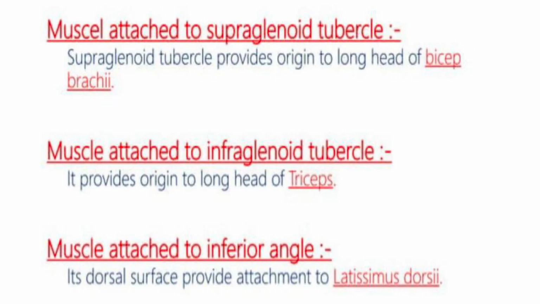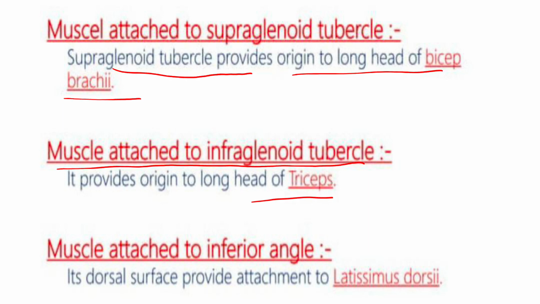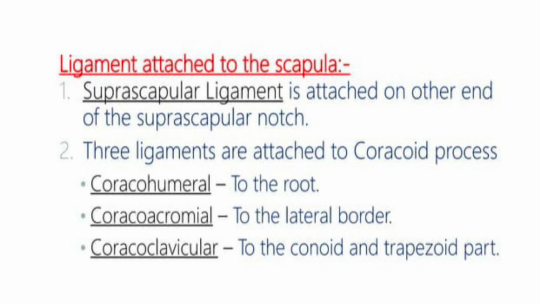Muscles attached to the supraglenoid tubercle. Supraglenoid tubercle provides origin to the long head of biceps brachii. Muscles attached to the infraglenoid tubercle. The long head of triceps arises from the infraglenoid tubercle. Inferior angle: latissimus dorsi originates at the inferior angle of the scapula.